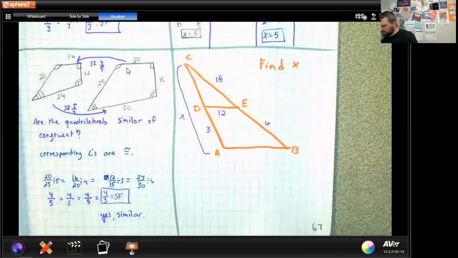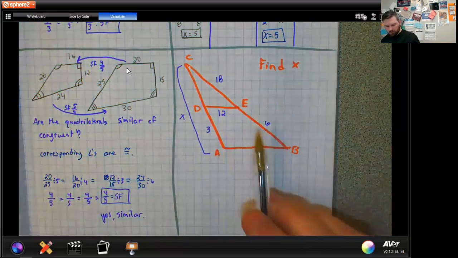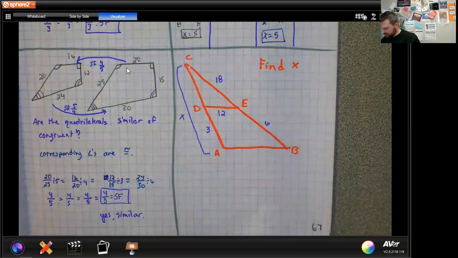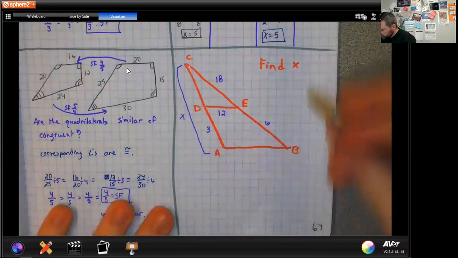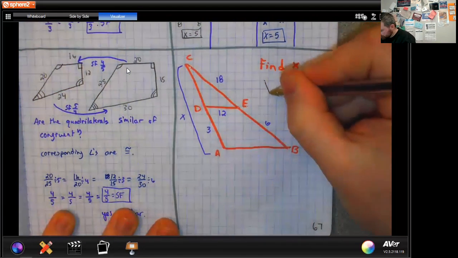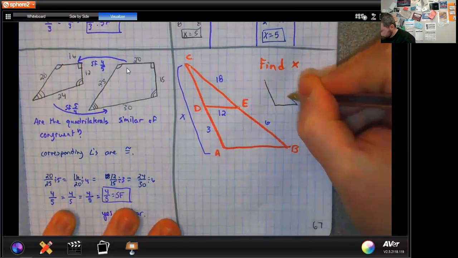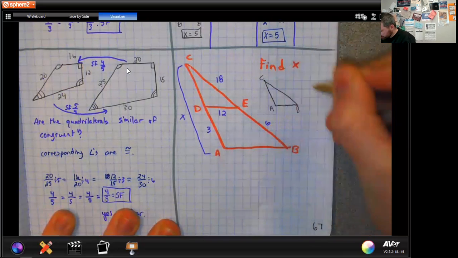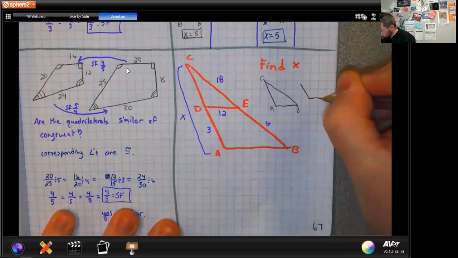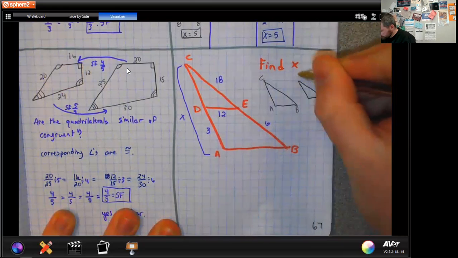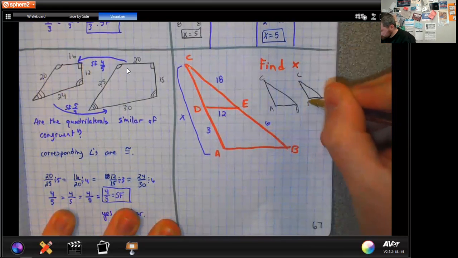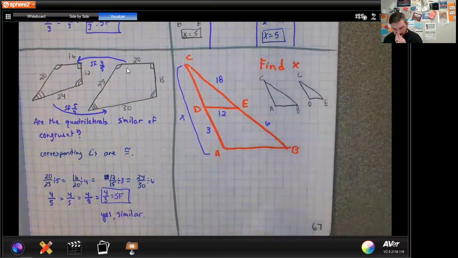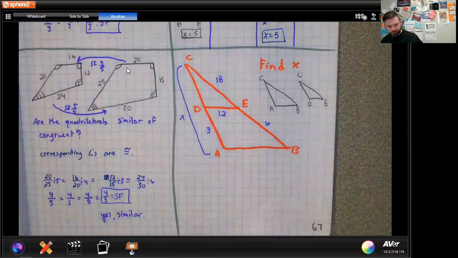And to solve these, it's easier if you draw them out to see what you're given. So we have a really big triangle, which is ABC. And then we have a smaller triangle, which is DEC. Okay, so we're going to label the side measurements.